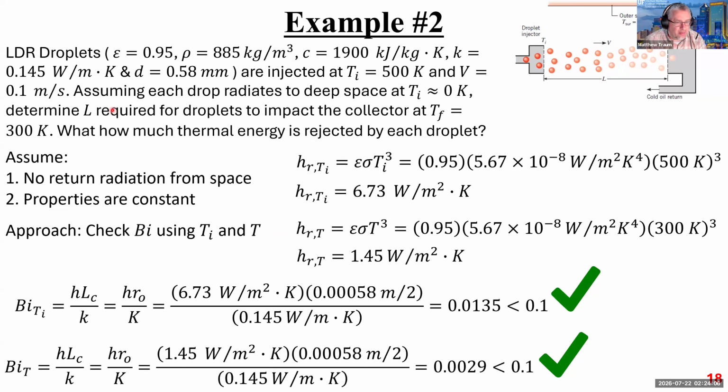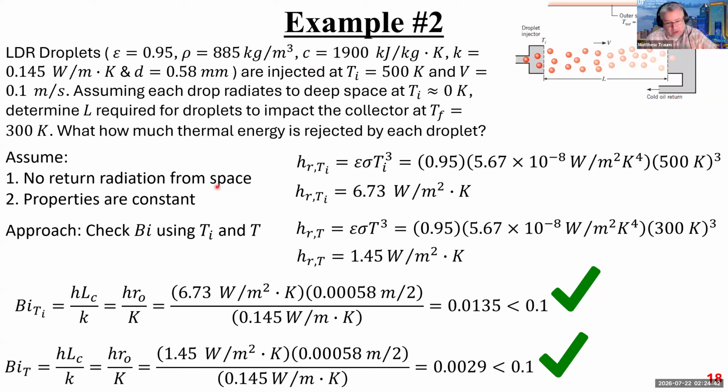Okay, so determine L required for droplets to impact the collector at 300 Kelvin. And then we're asked how much thermal energy is rejected by each droplet. Okay, so I'm going to assume no return radiation from space. These things are radiating out into space, but they're not absorbing any energy. And we're also going to assume that even though their temperature drops significantly, their properties are constant, right? So these given emissivities and densities and thermal masses and so forth are all constant despite a significant change in temperature.